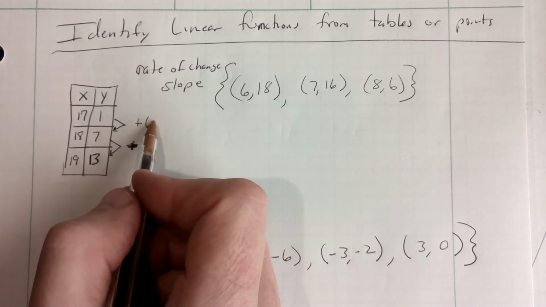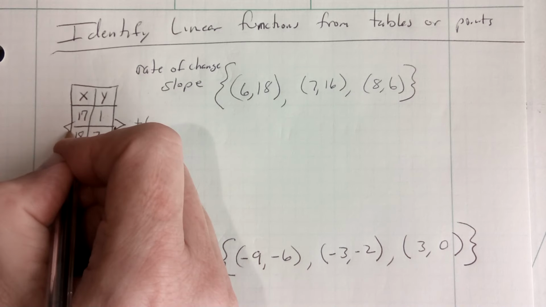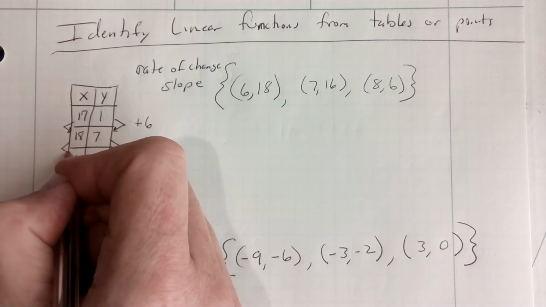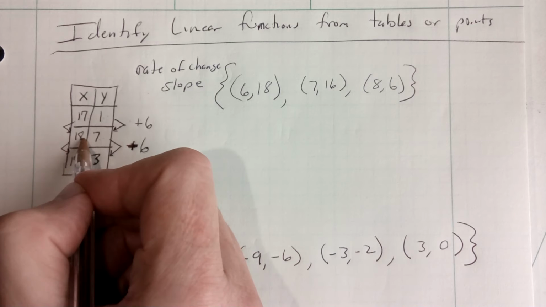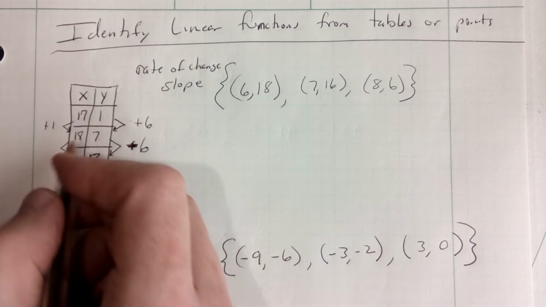But I can't just look at that and say, hey, those two are constant. I have to make sure that the change in x is constant as well. So in other words, to go from 17 to 18, that's an increase of 1. To go from 18 to 19, that's an increase of 1.